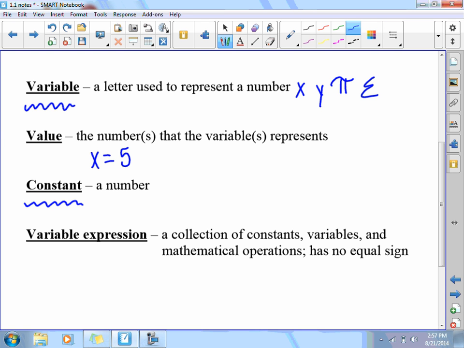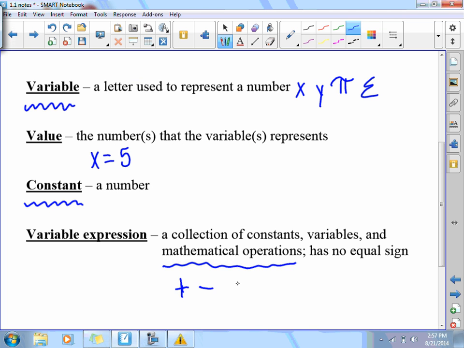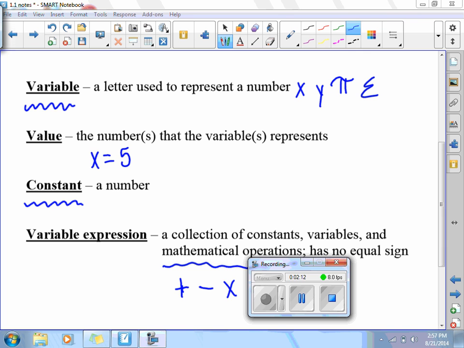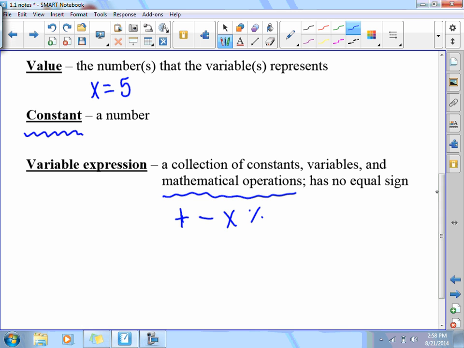And when you put variables and numbers together, it's called a variable expression. It's a collection of constants or numbers, variables, and then mathematical operations. And the mathematical operations are, of course, adding, subtracting, multiplying, or dividing. When we put numbers and variables together with those mathematical operations, we get an expression.